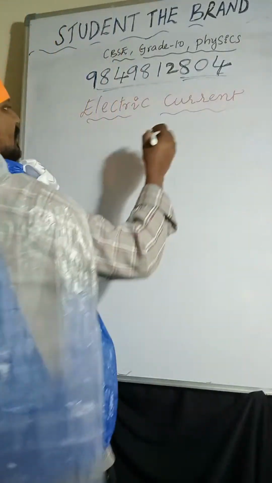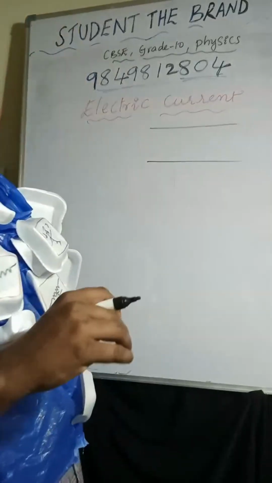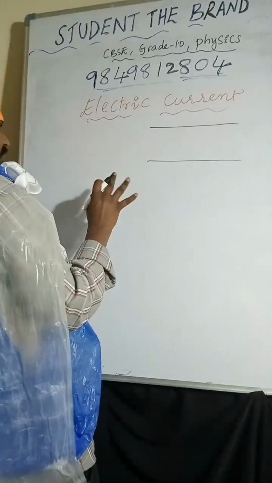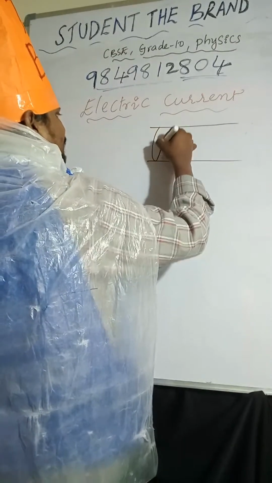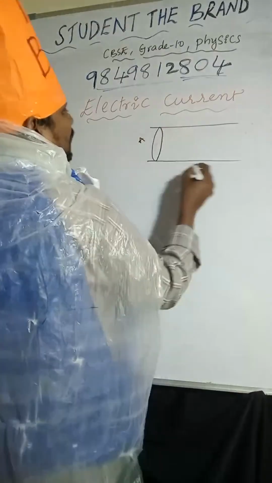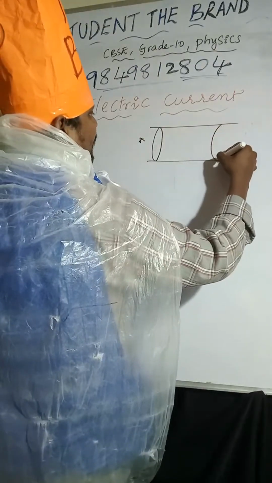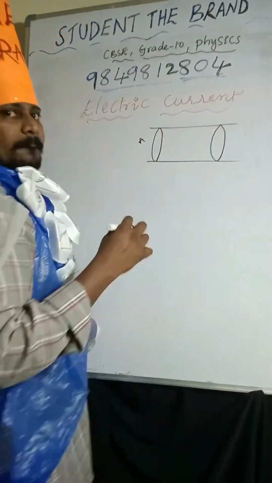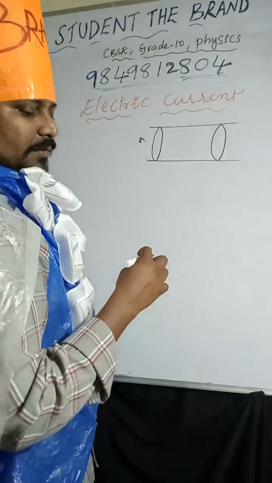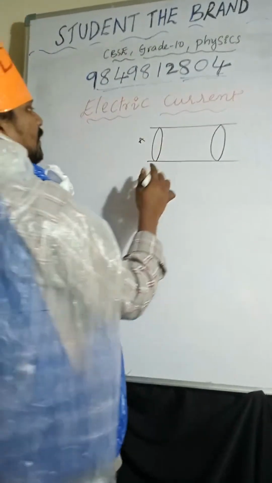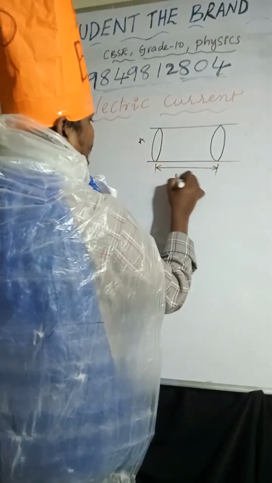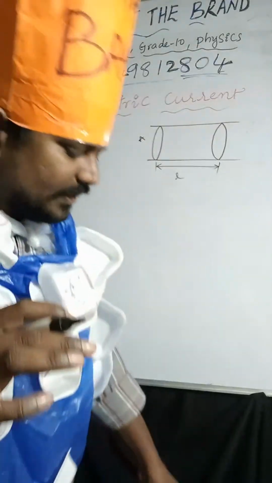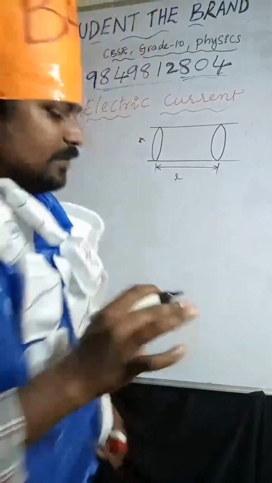So here I am considering this one. This is a conductor. This is the area of cross section A, and this is also the area of cross section A. Now you can observe here, this is the length of the conductor. Displacement we can take.